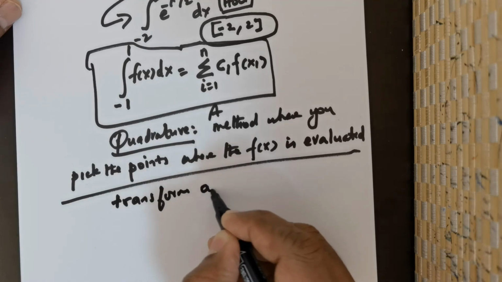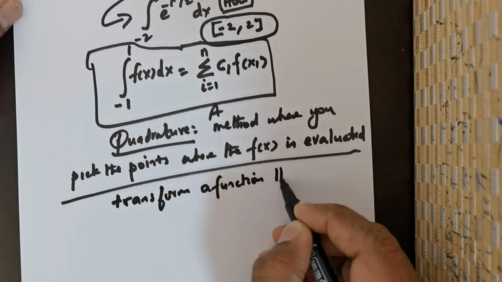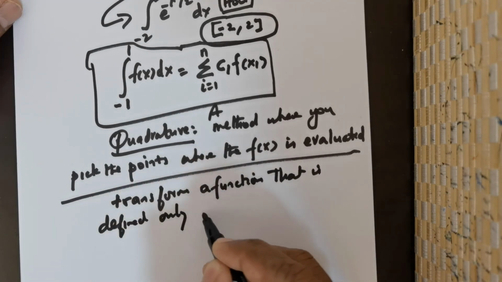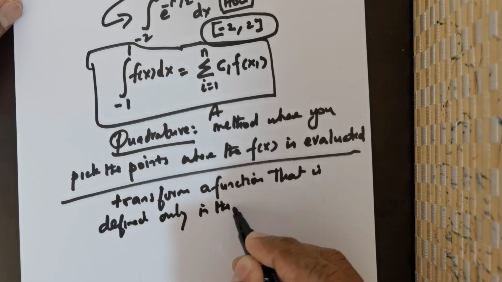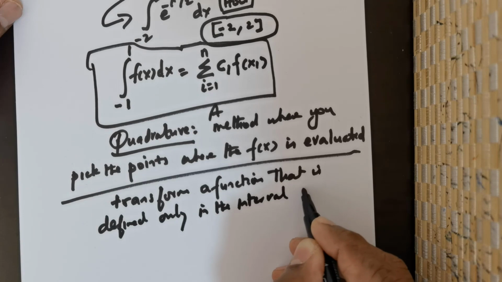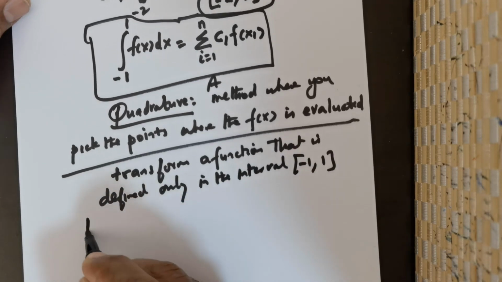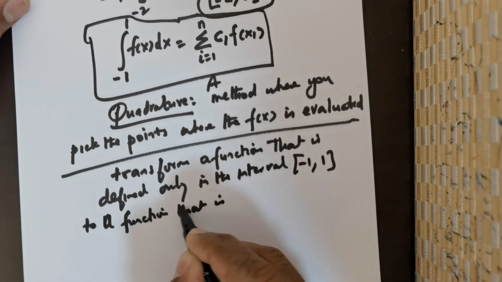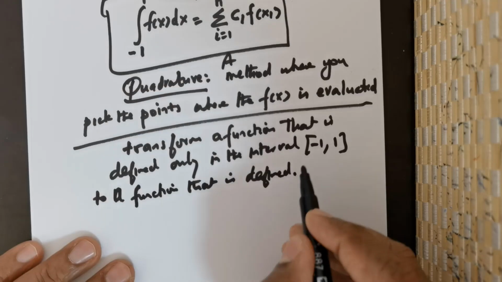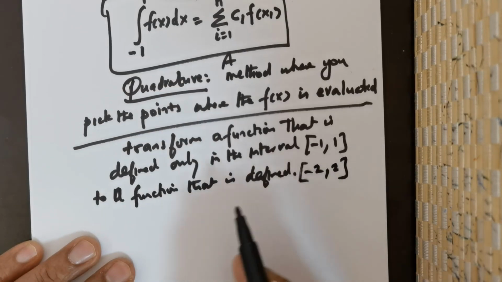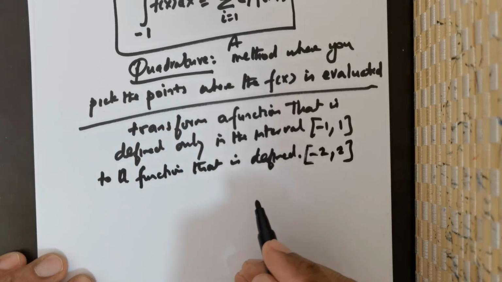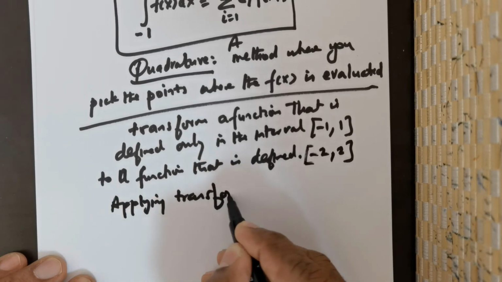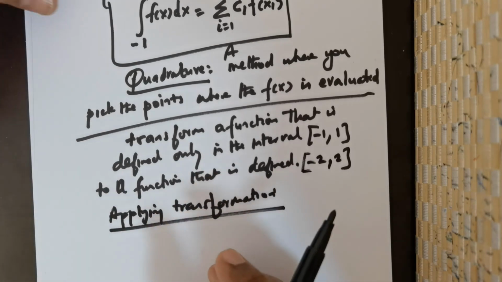transform a function that is defined only in the interval -1 to +1 to a function defined on the interval -2 to 2. How am I able to achieve this? I'm able to achieve this by applying a transformation. Now, what transformation did I apply to solve the question?